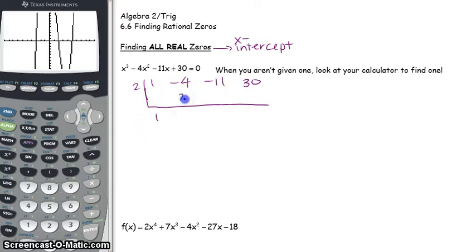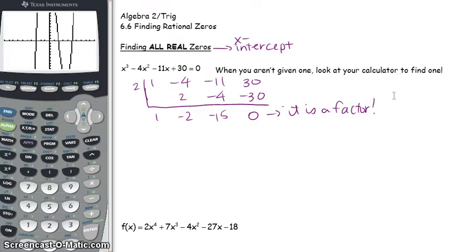So bring down the 1. 2 times 1 is 2. Add those together to get negative 2. 2 times negative 2 is negative 4. Add those together to get negative 15. 2 times negative 15 is negative 30. We got a 0. Awesome. That means it is a factor.